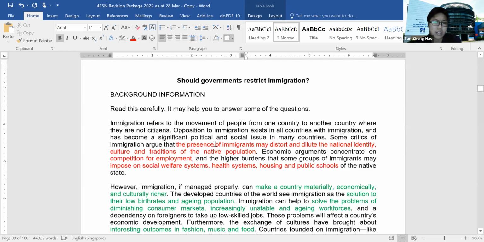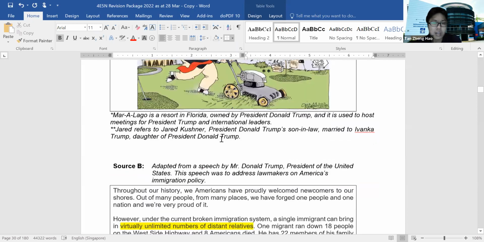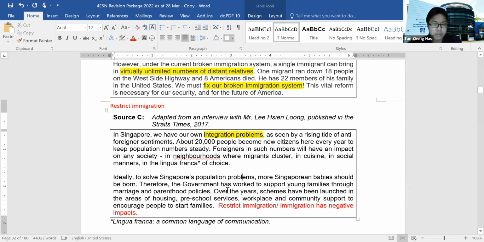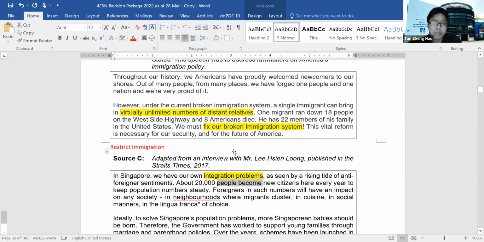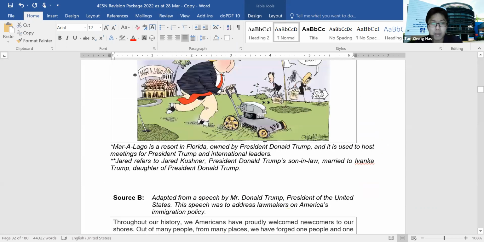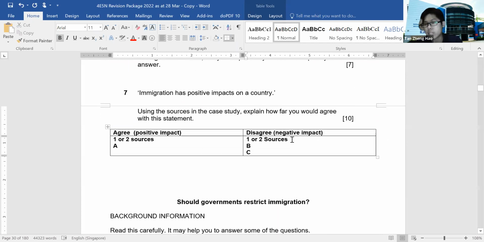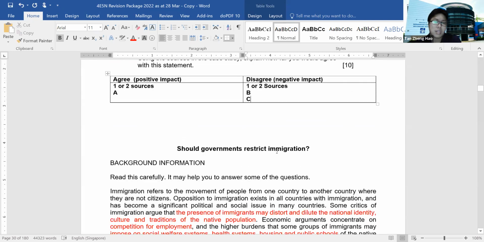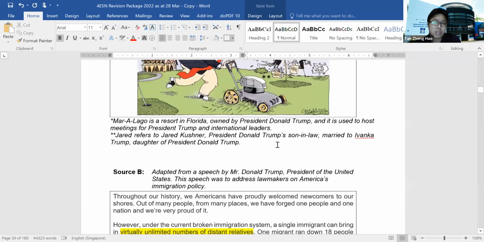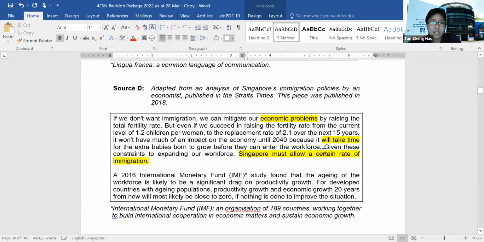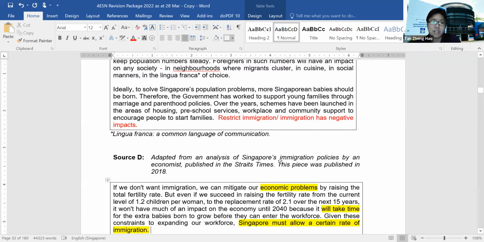Okay, I'll be very quick in my analysis. Source C, just now we mentioned, immigration may have some negative problems because there are integration problems. So maybe since there are problems, okay, maybe source C tells me, yeah, negative. So what I'm doing is I want to write down briefly which source I'm doing. Okay, and I need one more source. Let's see, source D. Source D tells me we must allow a certain rate of immigrants. Okay, so obviously source D agrees.